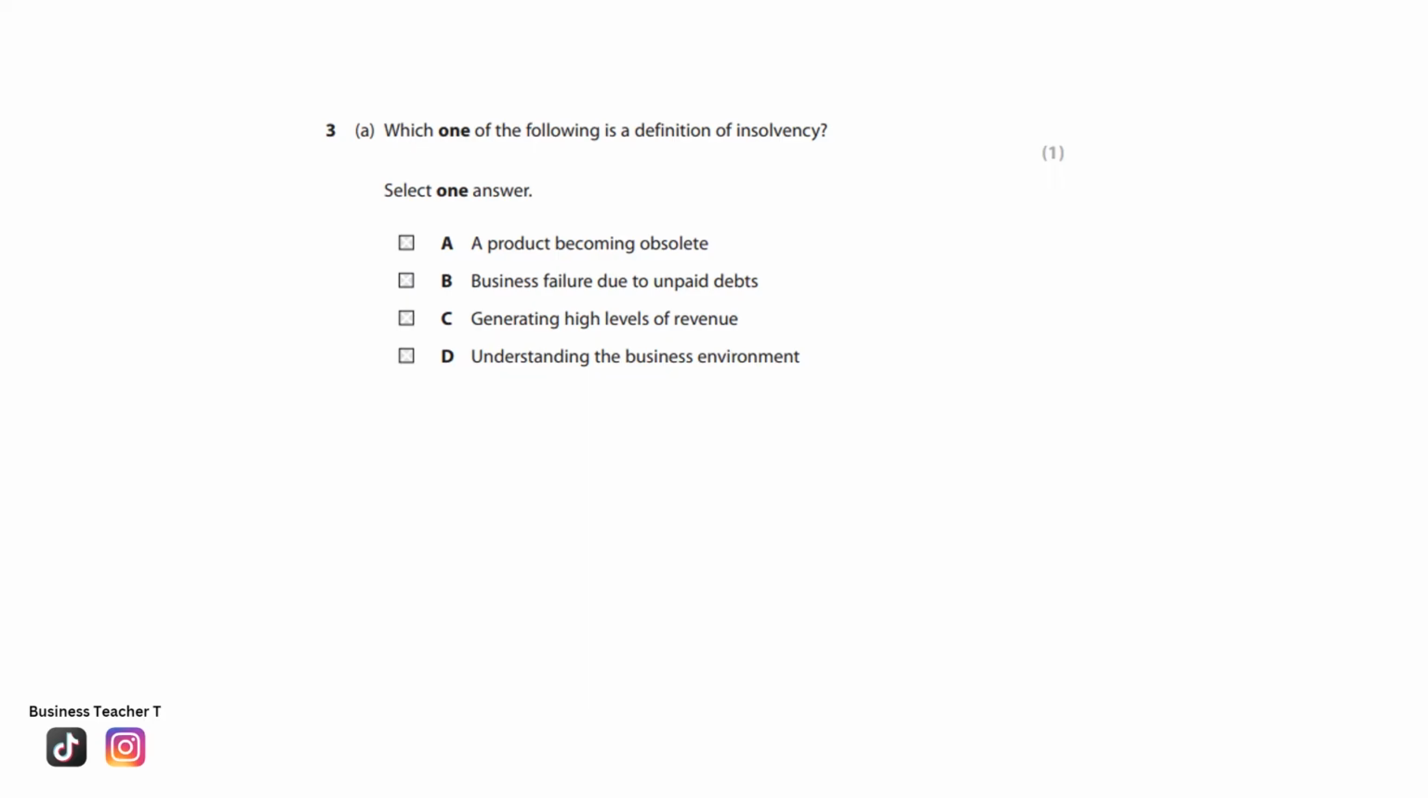Which one of the following is a definition of insolvency? A. A product becoming obsolete. B. Business failure due to unpaid debts. C. Generating high levels of revenue.